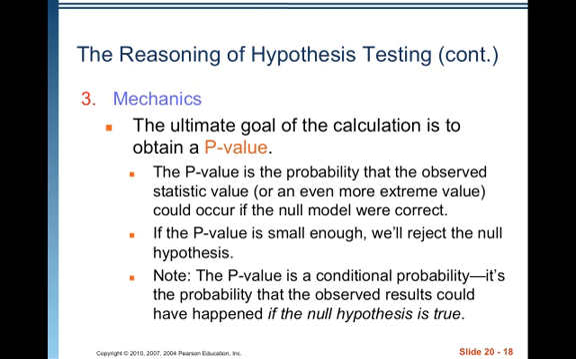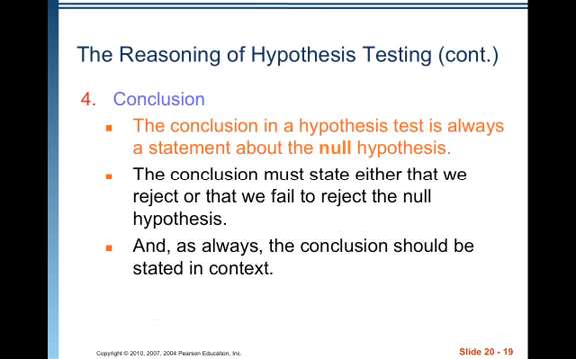If the p-value is small enough, we'll reject the null hypothesis, okay? Because that means it's unlikely. If it's a small p-value, that means it's a very small probability that we would get a result at least as extreme as the one we did if the null hypothesis were true. It's surprising, so that's going to be enough evidence to reject the null hypothesis. Please note that the p-value is a conditional probability. It's the probability that the observed results could have happened if the null hypothesis were true, and so it's critical that you remember that last part.